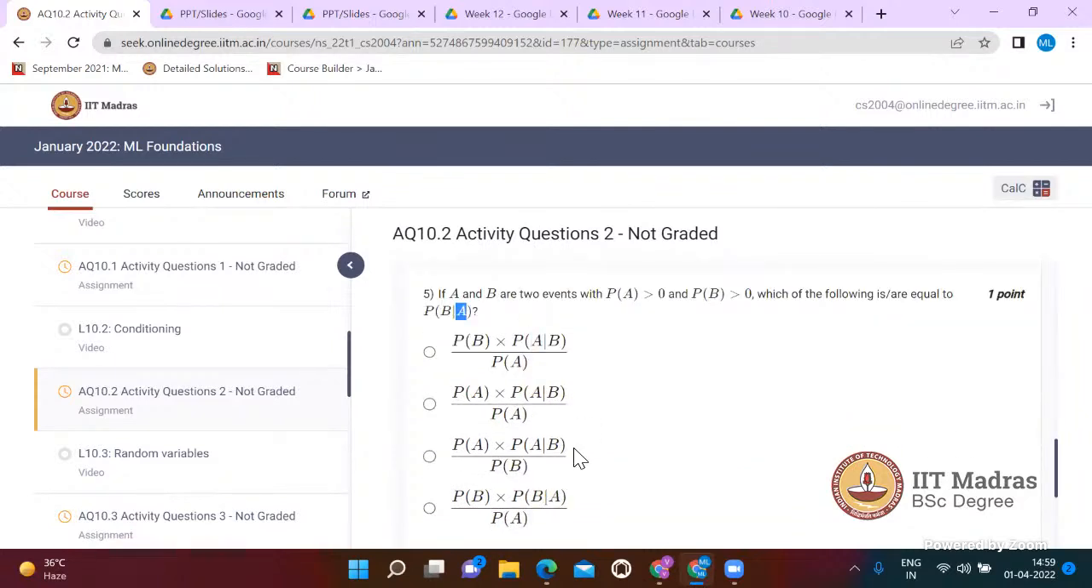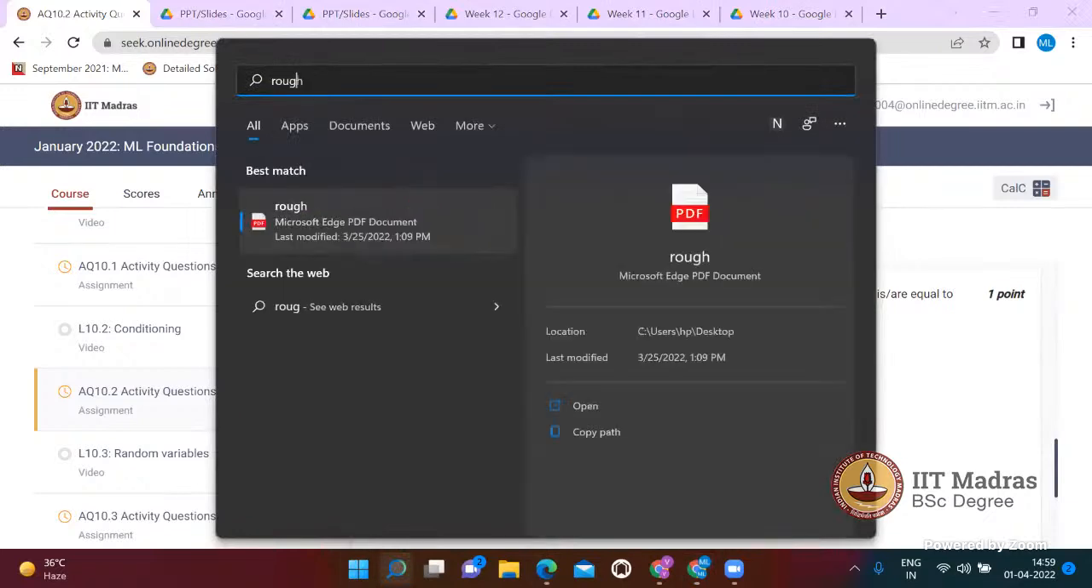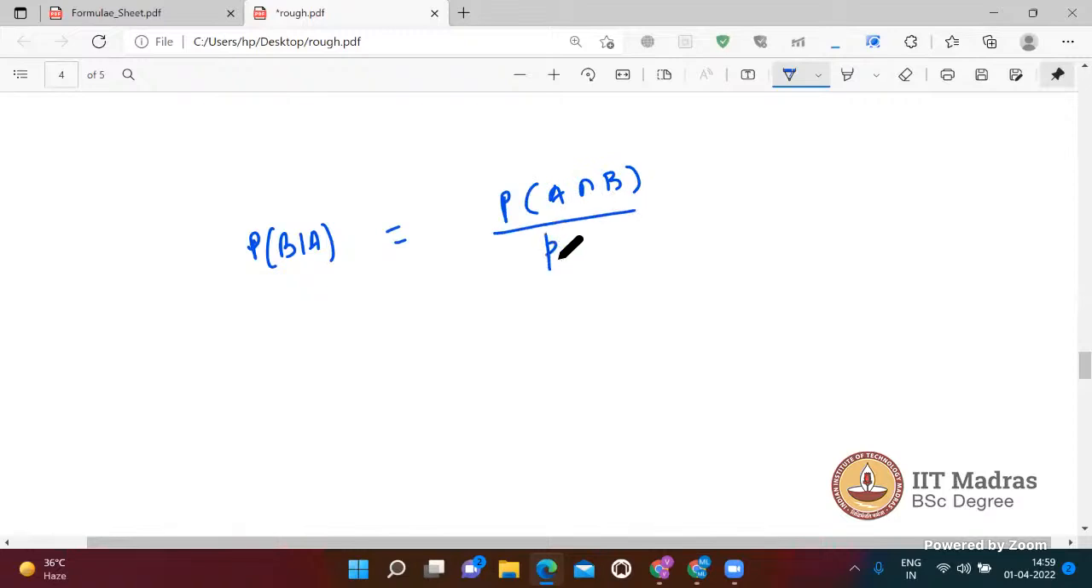Are you able to get it? Can you write it? Okay, I tried to, I was not able to grasp it. So if you can write it and then explain it. Okay, I'll write it. So what was that? Probability of B given A, right? So this you can write like this.